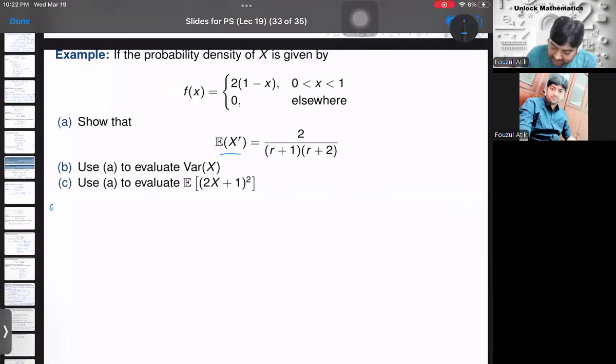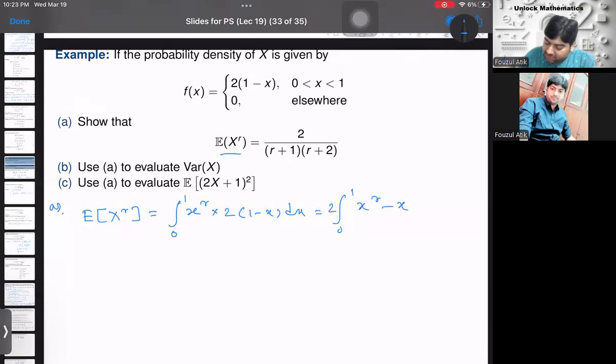So part A is the expectation of x to the power r. It is the integral from minus infinity to infinity of x to the power r f(x) dx. But the f(x) value is between 0 to 1, so I have taken 0 to 1, x to the power r into f(x) dx. Now f(x) is 2 into 1 minus x, so it is 2 into 1 minus x dx. Now let us do the integration. It is between 0 to 1, 2 you can take out, x to the power r minus x to the power r plus 1 dx.